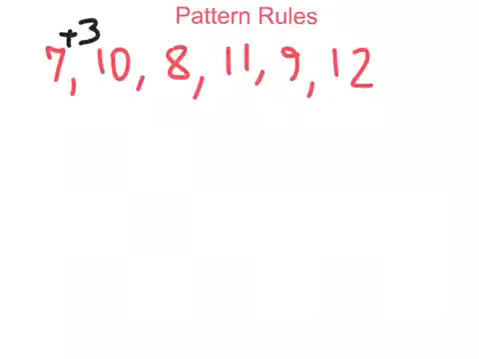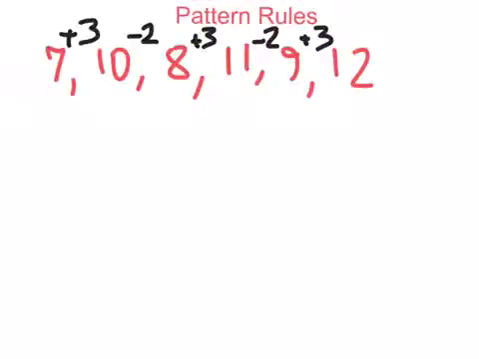Alright, how did I get from 10 to 8? Well, to go from 10 to 8, I know that you subtract 2. And to go from 8 to 11, we add 3. And from 11 to 9, we subtract 2. And from 9 to 12, we add 3. Wow, interesting. So this again is an alternating pattern.